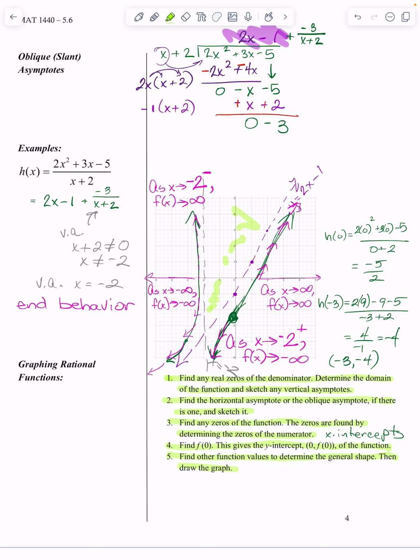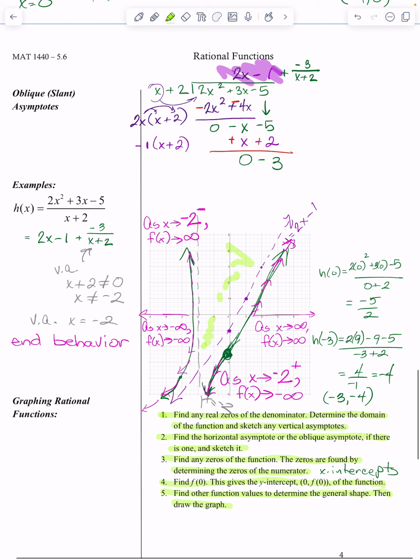And then we're going to find a couple of other values just so we know the general shape. Again, you don't have to use a ton of values. You do have to be able to evaluate a function at a certain value. And all of that has to be done by hand for this class. Cannot use a graphing calculator or Desmos to crank these out.